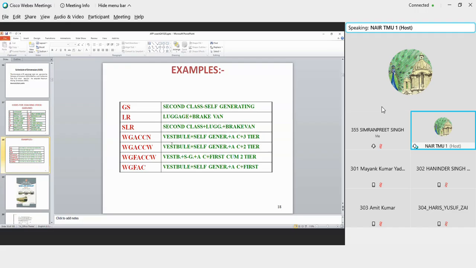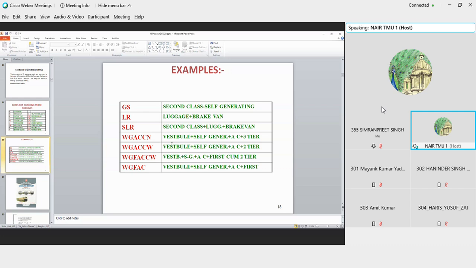So if you have WG, it indicates it's a vestibule self-generating coach. AC means air conditioned, and CN is a code which is identified for 3-tier, or CW, which is a code which is identified for 2-tier. So when you see a coach body, you will find it would be written WGACCN 13 something something something, the coach number.